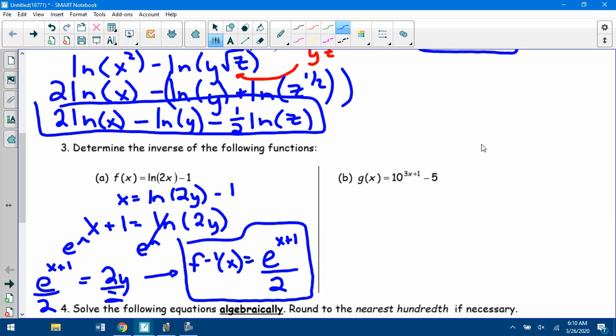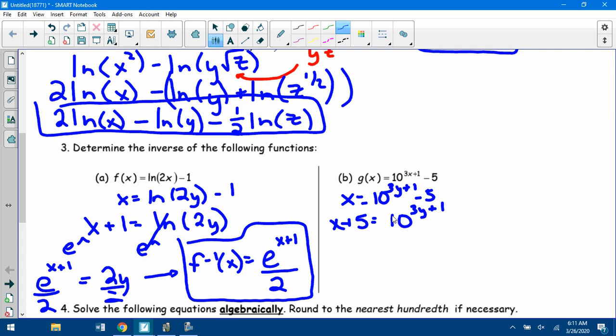B, same idea, switch x and y. x equals 10 to the 3y plus 1 minus 5. And we have to isolate again. You have to isolate, in this case, the thing that's being raised to the exponent. So that 5 needs to come over. x plus 5 equals 10 to the 3y plus 1. Then what? What gets rid of a 10? Don't say divide.